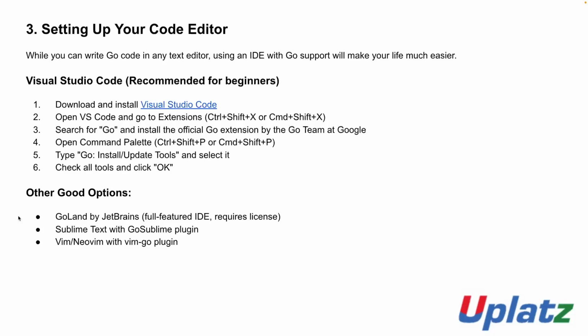I have installed everything. Other good options, but please don't use them: GoLand by JetBrains, a full-featured IDE but it requires a license, that means it's a paid edition. Sublime Text with the GoSublime plugin. Vim or Neovim with the vim-go plugin.